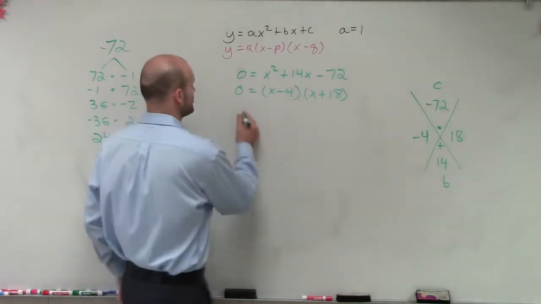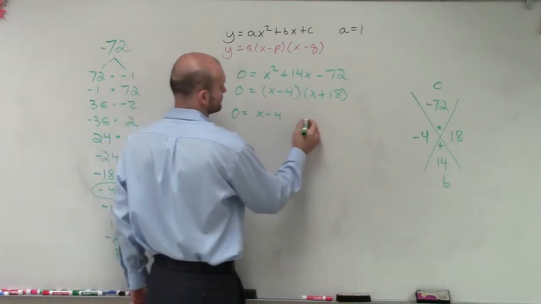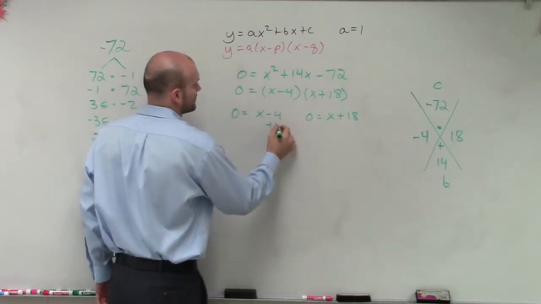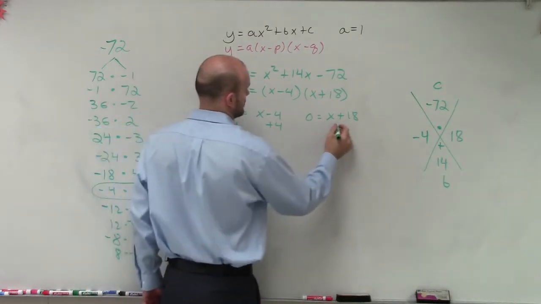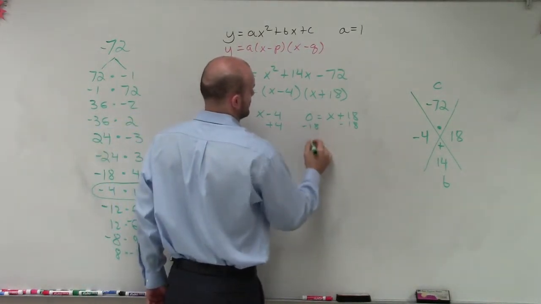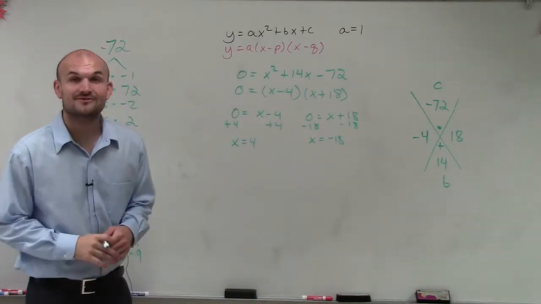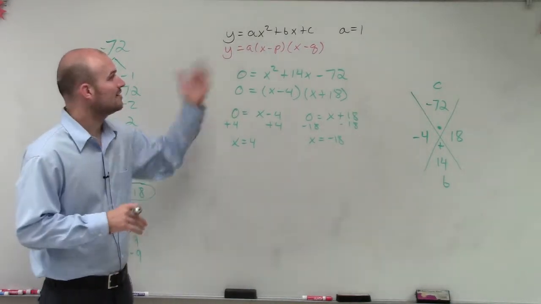Now we can apply the zero product property. So we set both of these equal to 0. Then we solve for x. And there we go. Now we found our zeros, or our solutions, for our quadratic.